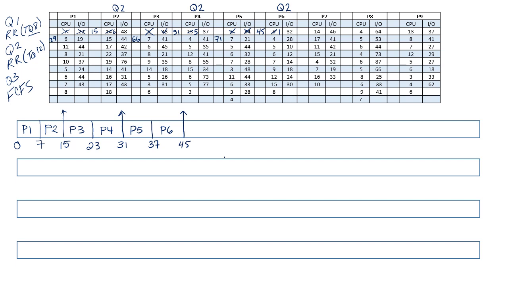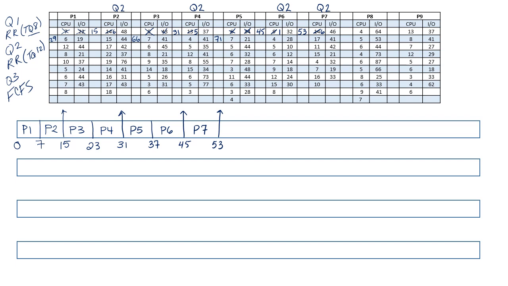Current time 45, the next one to go is P7. P7 gets 8 time units. It's going to be preempted at time 53. Go back into the ready queue at time 53. And we'll have 6 time units left. The current time is 53.